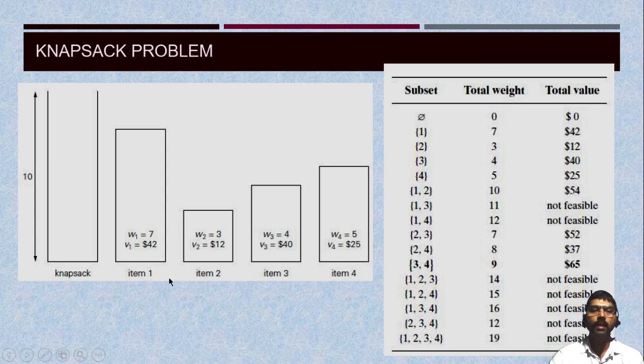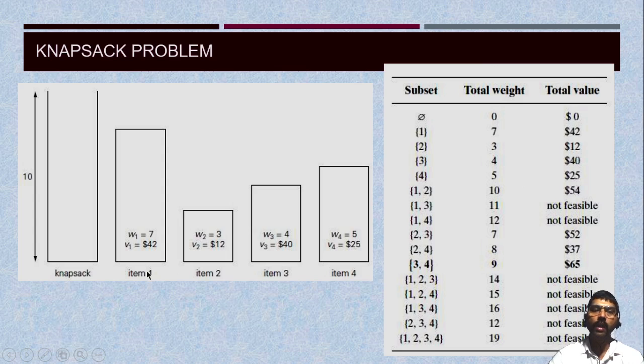I have a total of 4 items, so it will create a total of 16 subsets. That is 2 raised to 4. If n number of items are given, it will create a total of 2 raised to n subsets. Since here 4 items are given, it will create 16 subsets. First I will pick each single element, then I will pick 2 elements, then 3 elements, then 4 elements, like this. Then I will identify the total weight. The first item's weight is 7, written here, and value is 42. Like that I have written the individual weight and value.